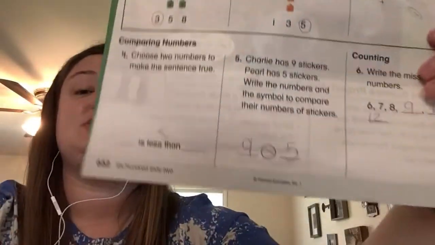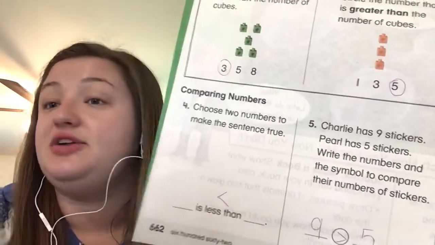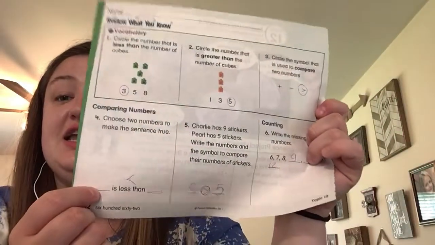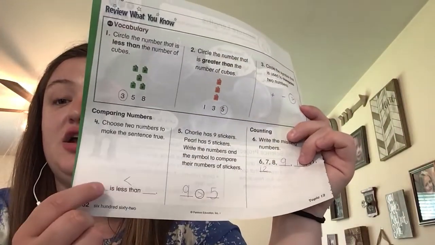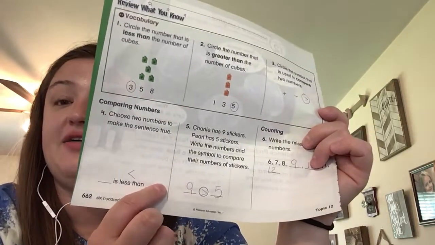Now, number 4 at the bottom, choose 2 numbers to make the sentence true. So it gives you the words is less than. So it doesn't matter whatever numbers, you can put in whatever numbers you want as long as this number in the front is less than, so smaller. The number in the front is less than or smaller than the number in the back.